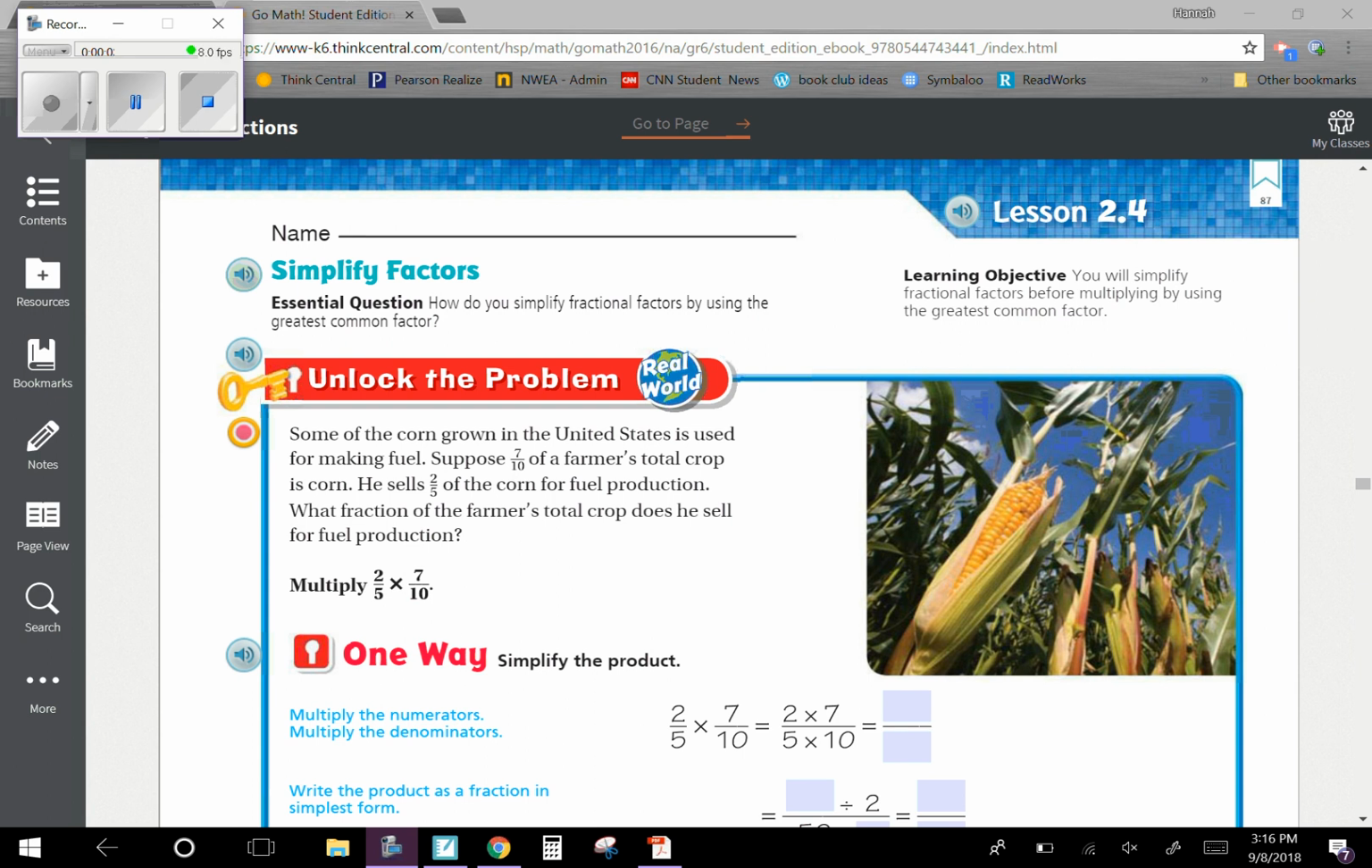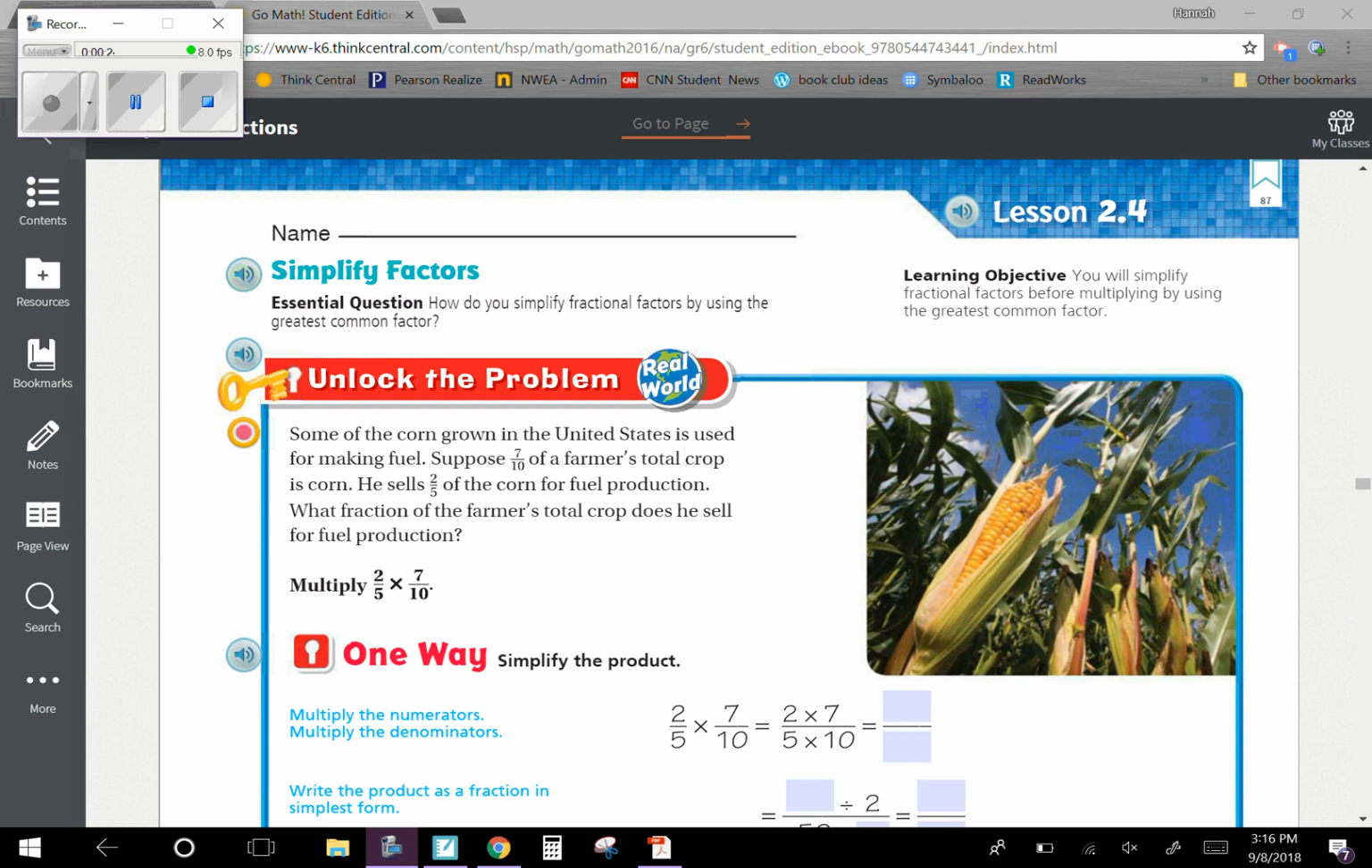Chapter 2, Lesson 4, Simplifying Factors. Our learning objective is you will simplify fractional factors before multiplying by using the greatest common factor. Our essential question is, how do you simplify fractional factors by using the greatest common factor?